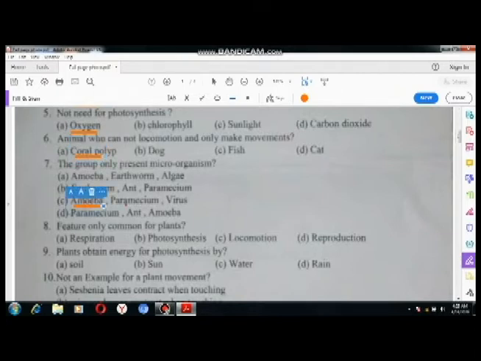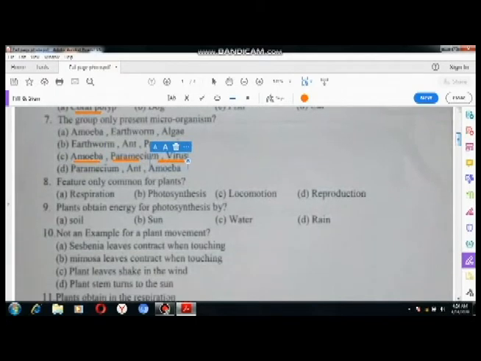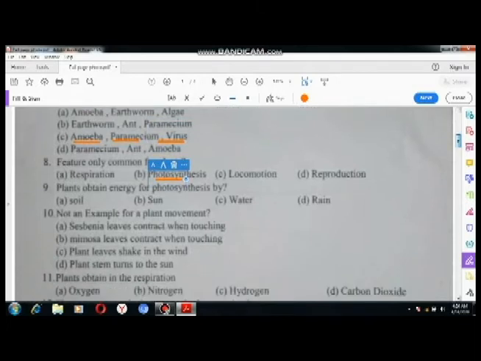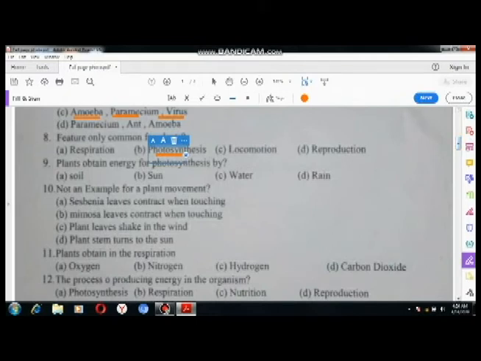Feature only common for plants. Green plants use carbon dioxide, water, sunlight, and chlorophyll to produce their own food. This process is called photosynthesis. So the feature only common for plants is answer B, photosynthesis, because animals do not show photosynthesis. Plants obtain energy for photosynthesis by answer B, sun.